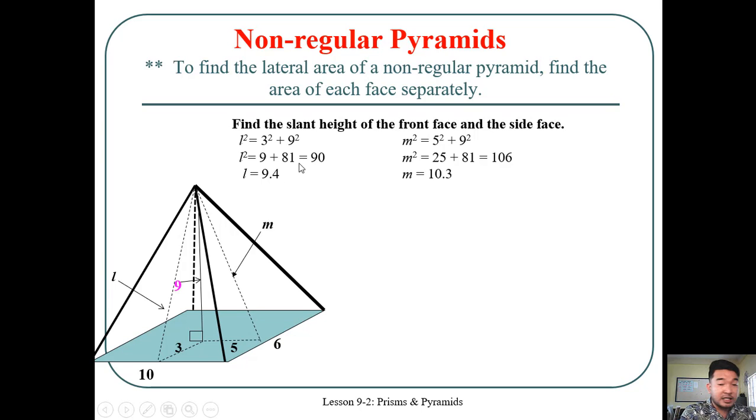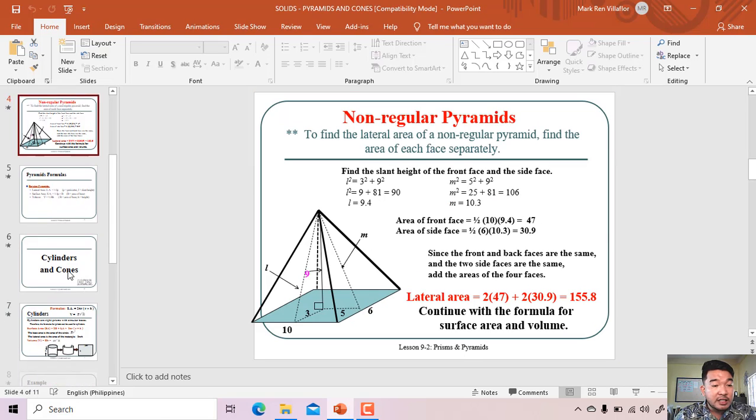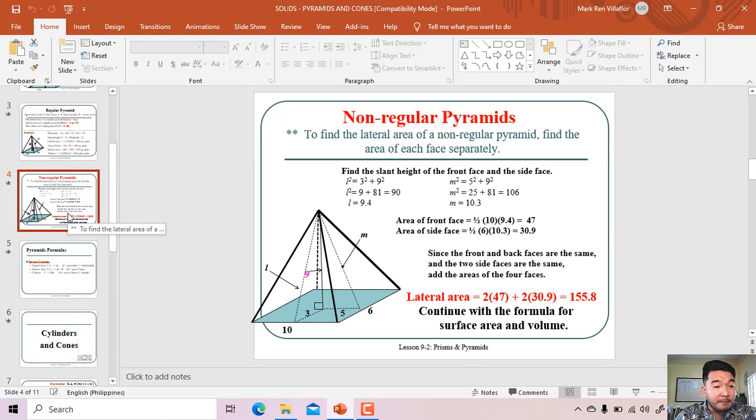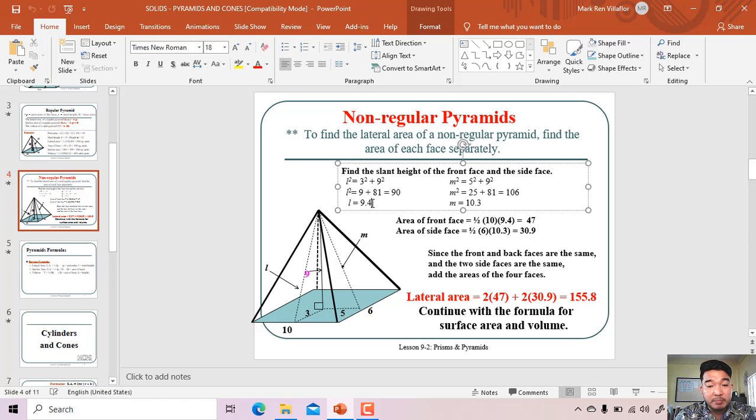So let us check what is the square root of 90. The square root of 90 is 9.48. So instead of 9.4, we change it to 9.5. All right, so we change this to 9.5.